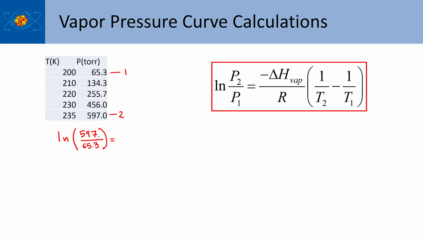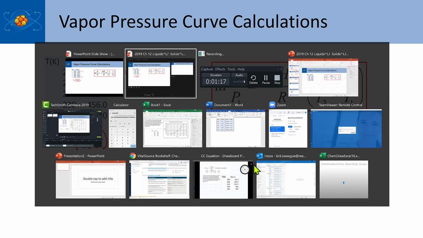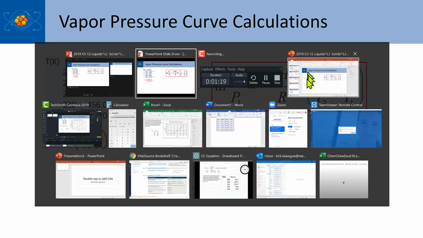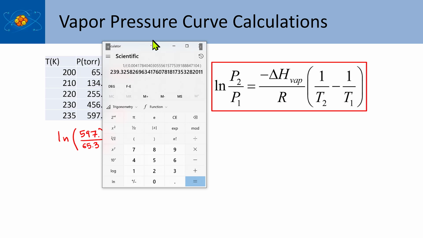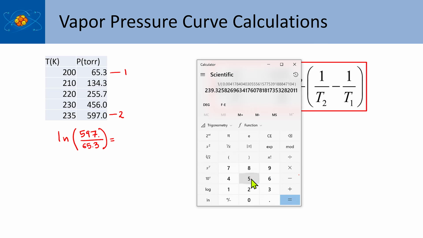So I'm going to go ahead and calculate that value because that's one of those things that people will stumble on. So we're going to calculate 597 divided by 65.3, and then hit equals, and then we'll do the log of it. So the natural log is the one that looks like that. So 2.2129.